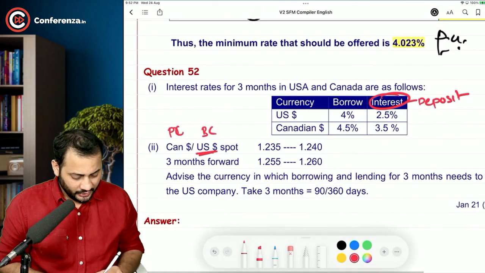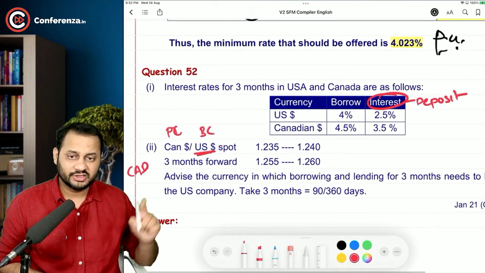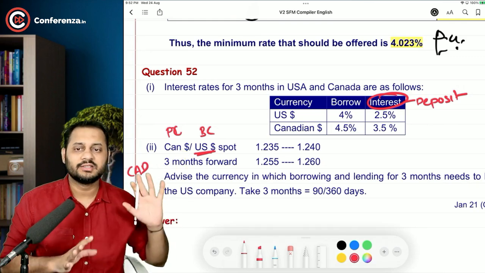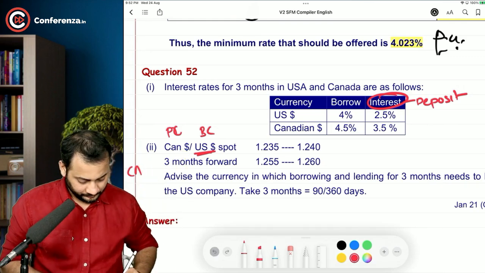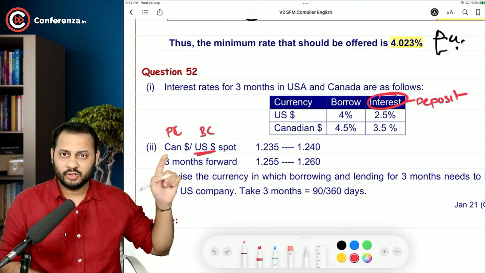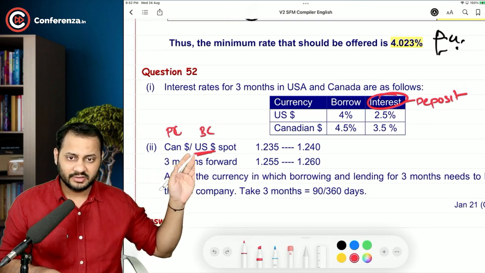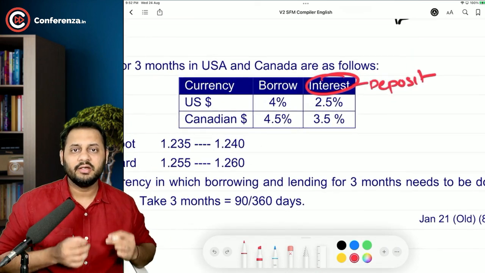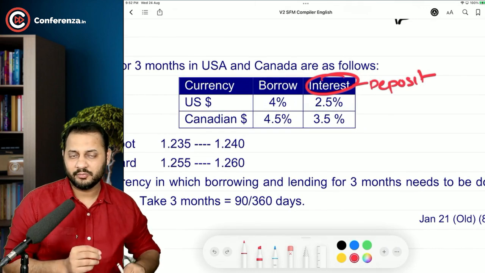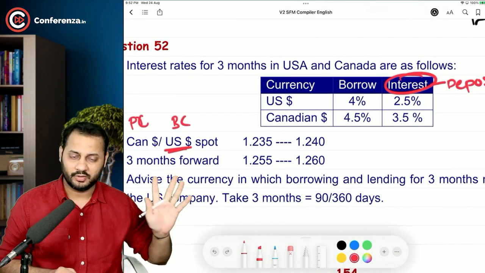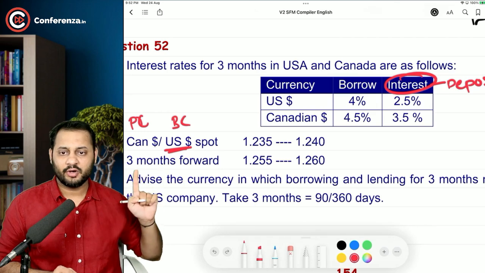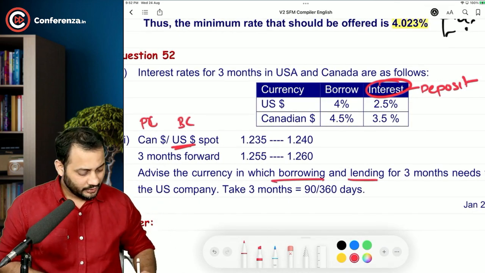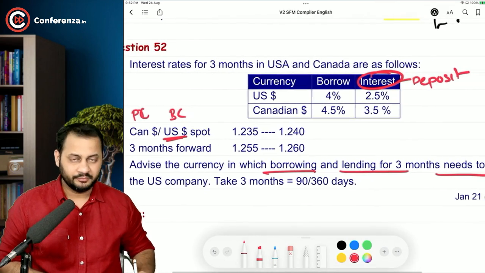See, only when they write CAD instead of Canadian dollar. If the symbol is there, don't consider that as ISO code. Okay, so this is a normal rate. Canadian dollar is the price currency, base currency is US dollar. So whatever you want to buy and sell, interpret that or put your requirement to the bank in terms of US dollar. Okay. Today's rate, spot rate, 3 months forward rate. Advise the currency in which borrowing and lending for 3 months needs to be done.